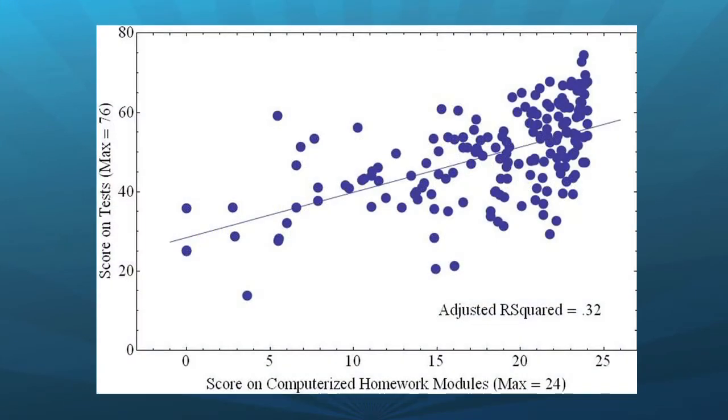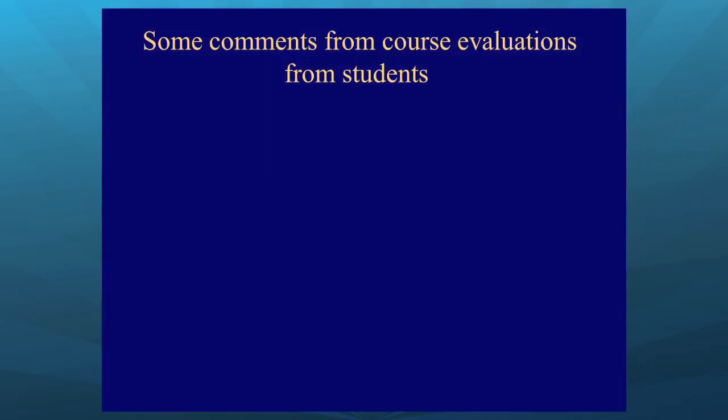So this is just an example of it. They can get up to 24 marks for the homework modules, and those who keep repeating the modules until they get up to 24 do very well in the course. And there's a strong correlation, well, as strong as you can get in some of this kind of research. Just some comments. The modules are very useful.